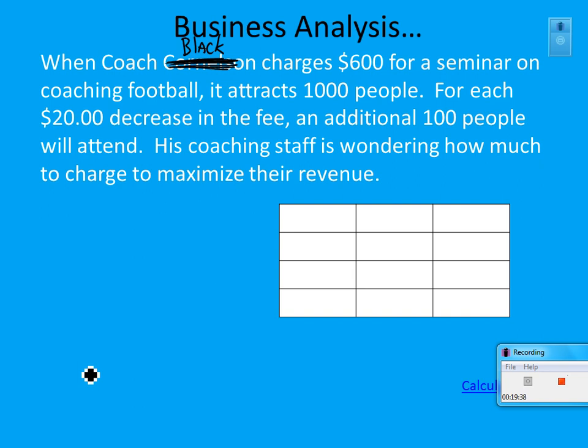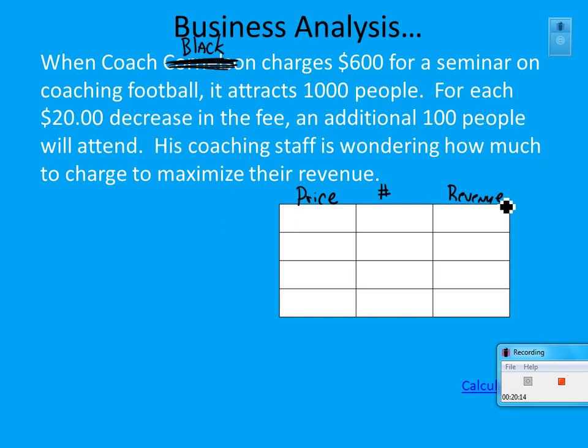It says when Coach Black charges $600 for a seminar on coaching football, it attracts 1,000 people. For each $20 decrease in the fee, an additional 100 people will attend. His coaching staff is wondering how much to charge to maximize their revenue. So here's their thinking right now. I have a price, and I have the number that will attend, which gives me how much revenue we're bringing in.